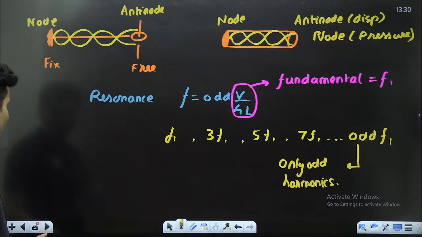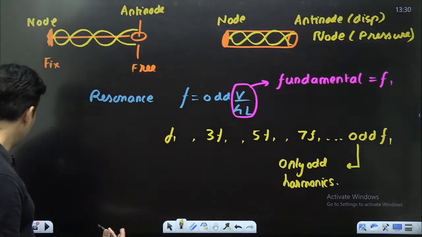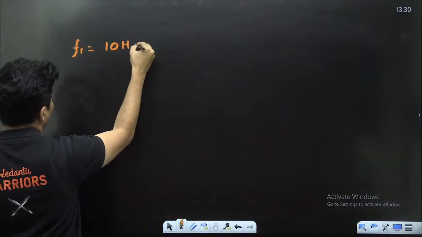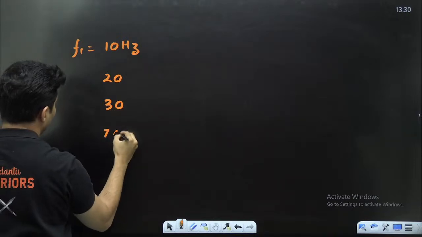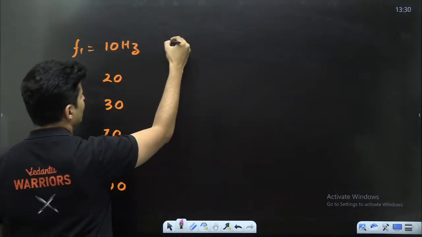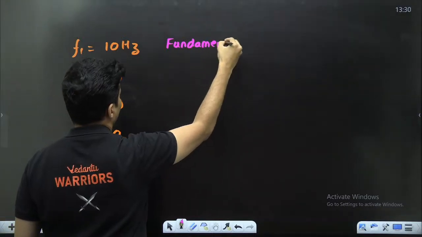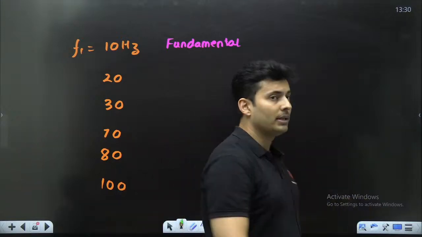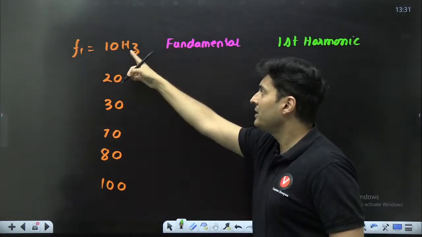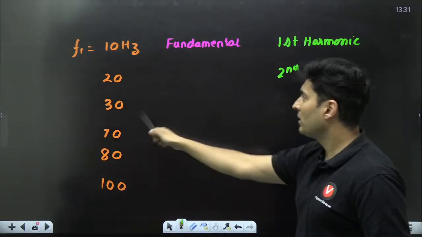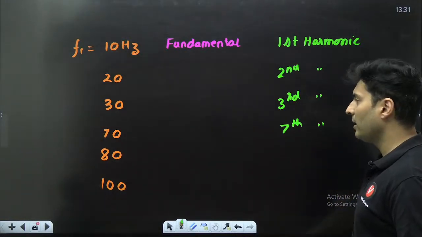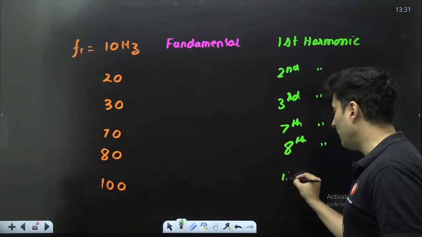Cool. You should also know how the nomenclature goes for overtone. So I'll just mention that over here. Say for example, fundamental frequency is 10 hertz, then some frequency is 20, then 30, then 70, then 80, then let's say it goes to 100, right? Then the lowest one is always called the fundamental frequency. I can also call it the first harmonic. 20 is 2 times of it, so this is the second harmonic. 30 is 3 times of it, so this is the third harmonic. 70 is 7 times of it, so 7th harmonic. Then you have 8th harmonic, then you have the 10th harmonic.